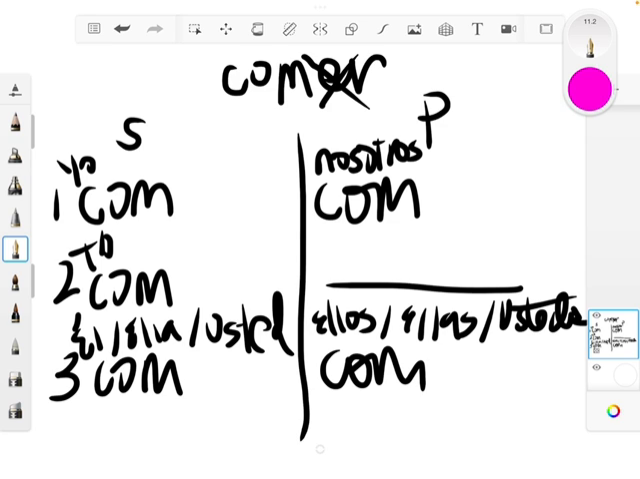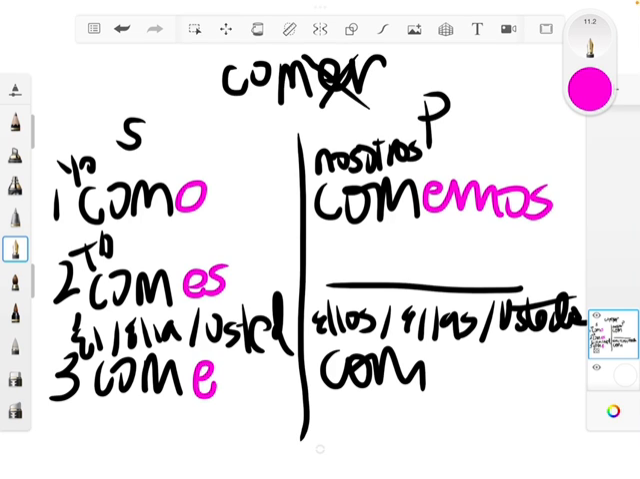To conjugate, we're going to follow the pattern right here. So it'll be yo como, tú comes, él come, nosotros comemos, and ellos comen. Okay, so that's for ER verbs.